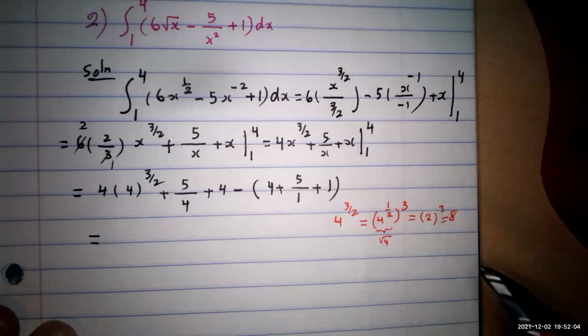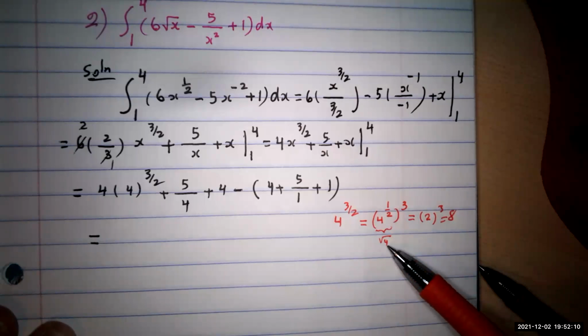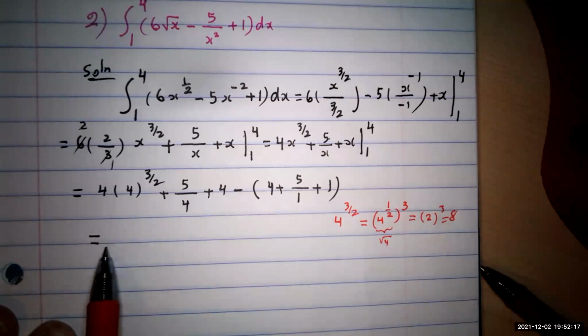Okay, it's the 4 to the 3 half. We write it down as 4 to the 1 half, then cubed. 4 to the 1 half would be radical 4. Radical 4 would be 2. 2 cubed would be 8. Okay, so we got 8 here. So what's going to be next? 8.